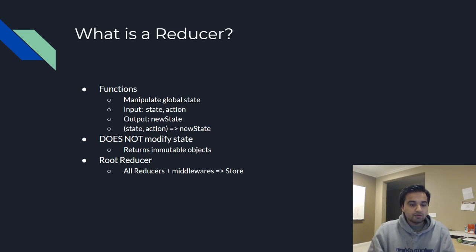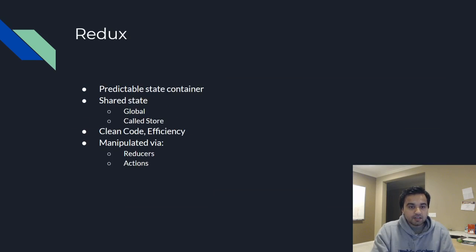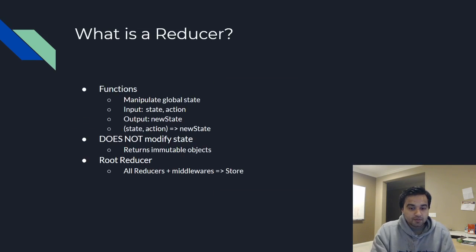All right, and the root reducer, right? It's basically all the reducers, plus the middlewares. That combines to get your store. Now I know I did give a different definition here, but in a way, it is true, because the store is kind of every possible way that the state can change along with the state itself.